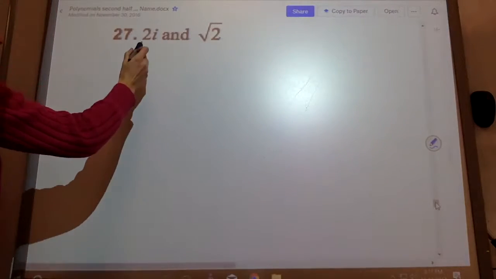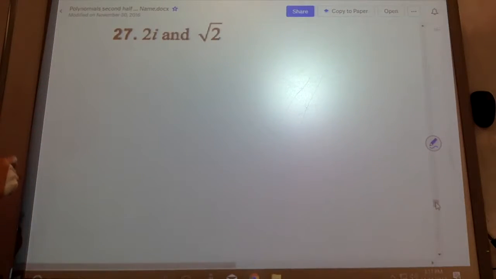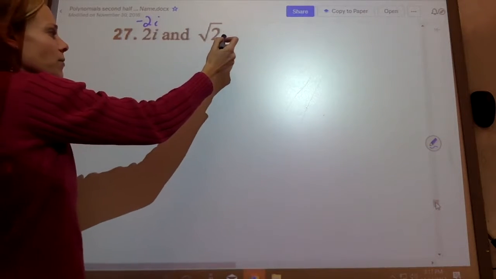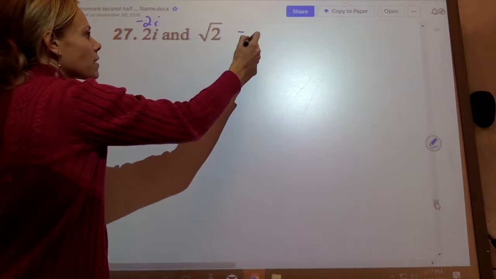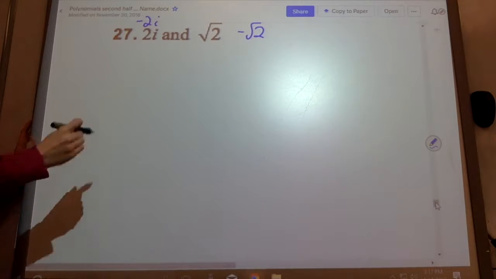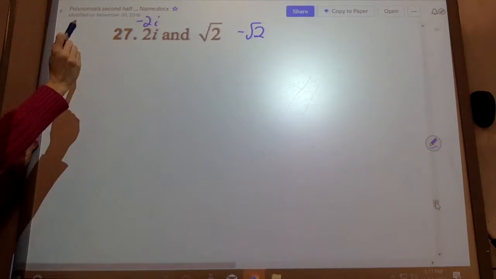27. If I have positive 2i, what root do I need to include? Negative 2i. Very good. If I have positive square root 2, what root do I need to include? Negative square root 2. Now, I challenge some of you to use your brain. If I have the roots, think about this.